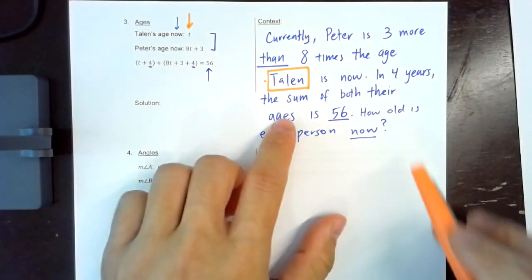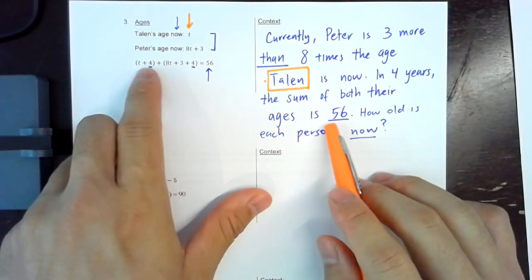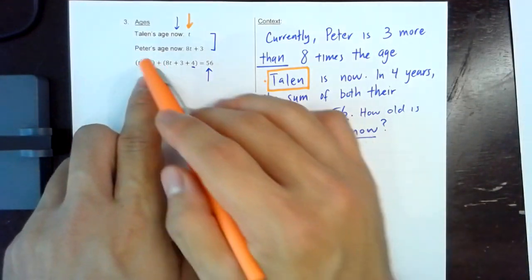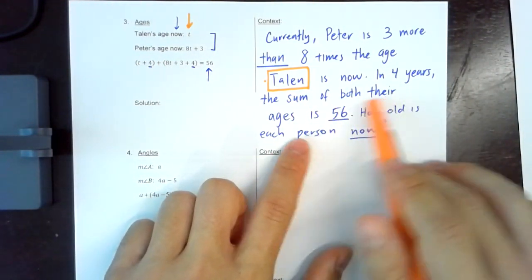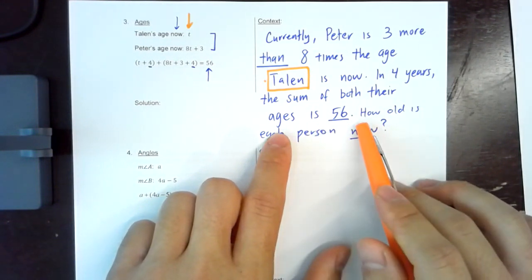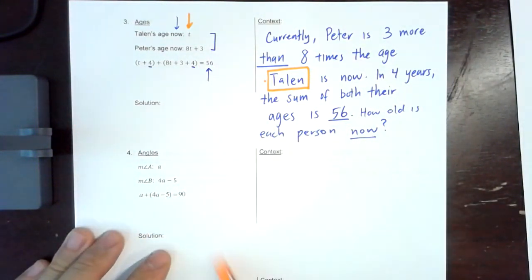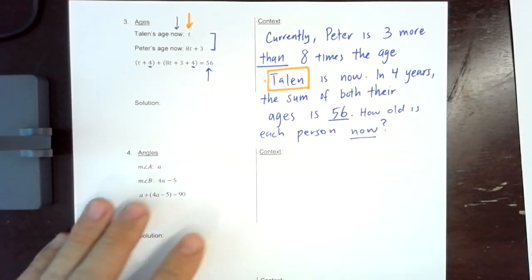In 4 years, the sum of both their ages. So this is where you have to be a little bit creative and understand that we're adding 4 to both of them. And in 4 years, the sum of both their ages is 56, right? How old is each person now?